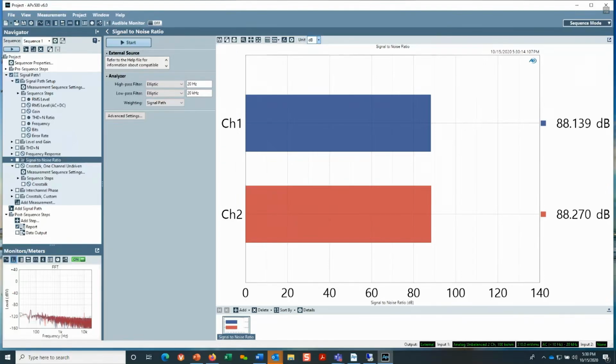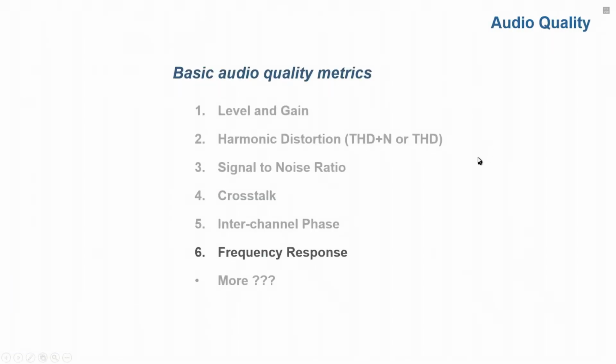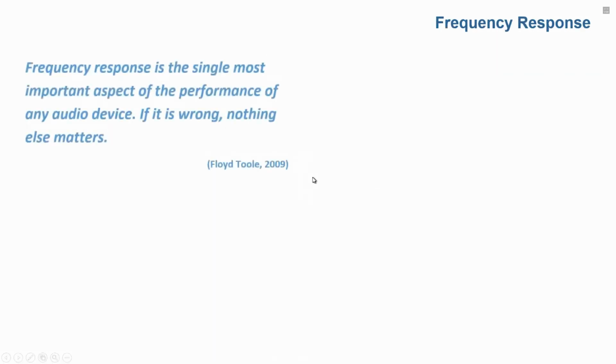So I want to skip back to the presentation for a minute, and we'll cover number 6. The 6th one is frequency response, and this is a very important measurement in audio test. I like to use a quote by Floyd Toole, who published this book in 2009. His quote is, "Frequency response is the single most important aspect of the performance of any audio device. If it is wrong, nothing else matters." So that's just to emphasize how important it is.